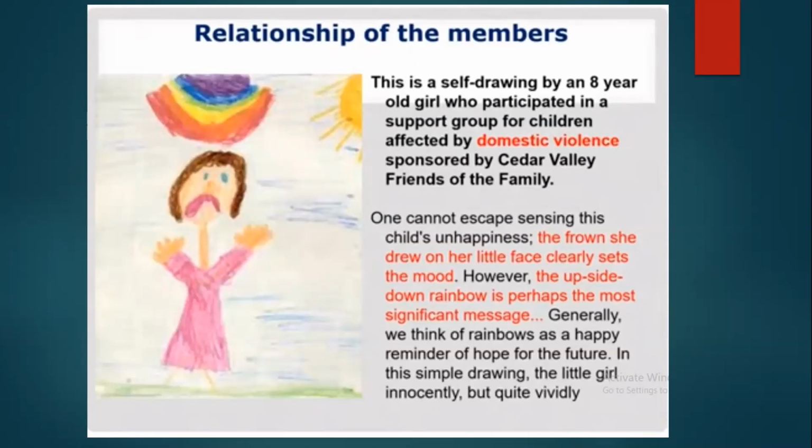This 8-year-old girl participated in a support group for children affected by domestic violence, sponsored by the Cedar Valley Friends of the Family. One cannot escape sensing this child's unhappiness. If you see the frown that she drew on her little face, it clearly sets the mood. However, the upside down rainbow is perhaps the most significant message. Generally, when we think of rainbows, it's a happy reminder or of hope for the future. So in this simple drawing, the little girl innocently but quite vividly showed how she feels.